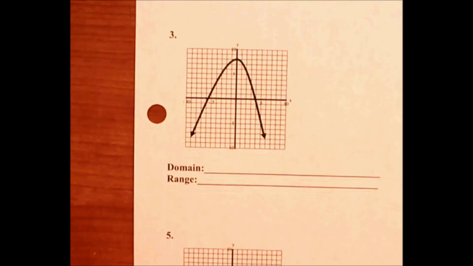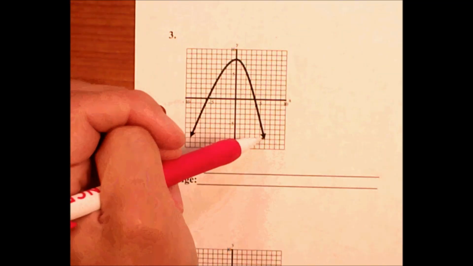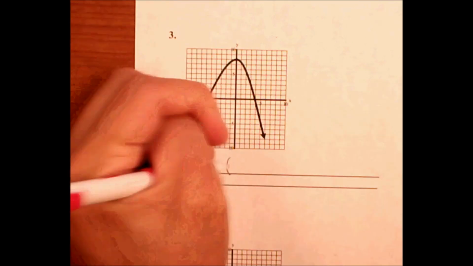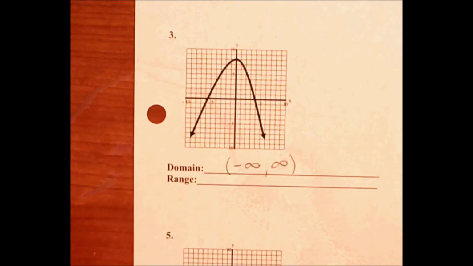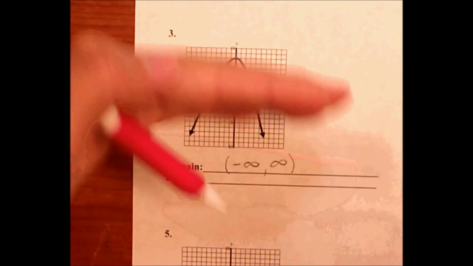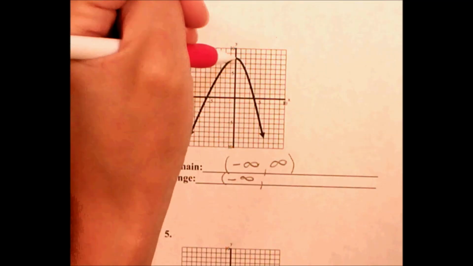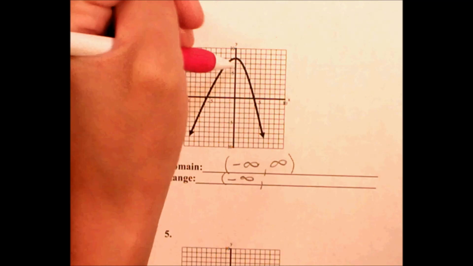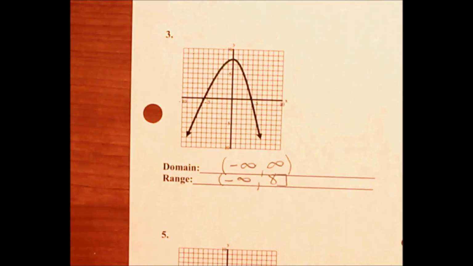Number 3, domain left to right. We're not sure where it starts on the left because it has an arrow, and we're not sure where it ends on the right because it has an arrow. So because we don't know, it's going to go from negative infinity to positive infinity. And from bottom to top, it's coming from the bottom. We don't know where, so it's negative infinity. And it's going to stop at this value here, which is at 5, 6, 7, 8. It's stopping at 8, so we're going to put a bracket because that's where it's going to stop.